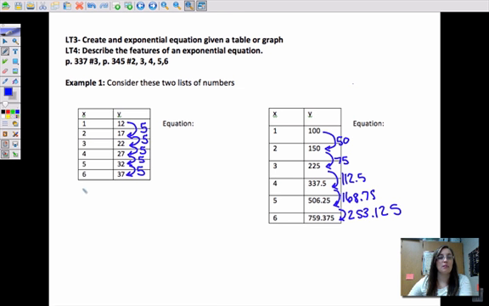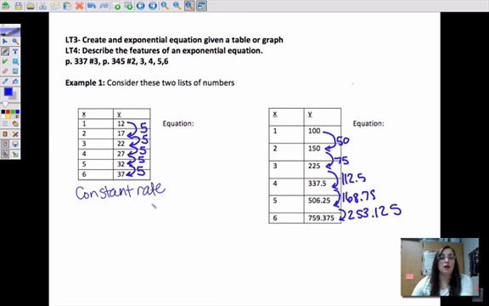So this goes up at a constant rate of change. This first table goes up at a constant rate of change. And when I look over at this table here, I see that the difference between the numbers every time is different. It gets larger and larger every time, which means that this is not going up at a constant rate.